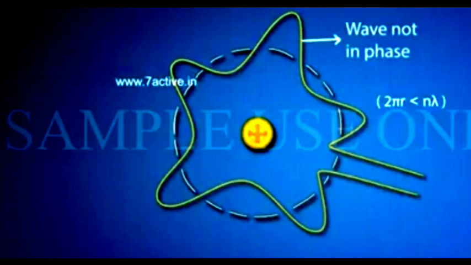So from that we conclude one thing: if the electron revolves around the nucleus, it must possess definite angular momentum. That means mvr is equal to nh by 2 pi. Otherwise, the circumference of the orbit is equal to integral multiples of the wavelength. That means 2 pi r is equal to n lambda.